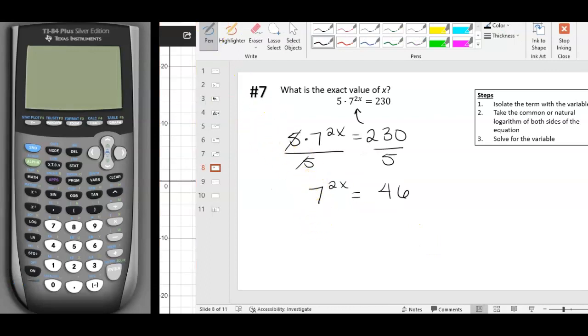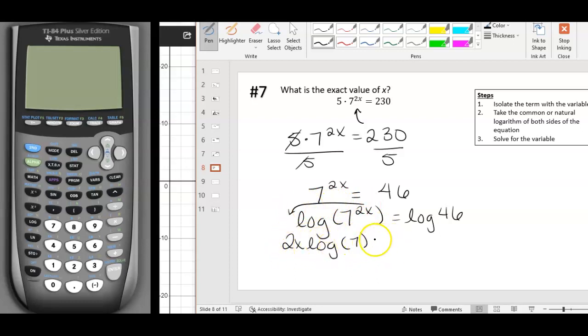So now I need to get that variable out of the exponent. So what I'm going to do is I'm going to take the common log of both sides. So I'm going to do log of 7 to the 2x equals the log of 46. So now by the power property, I can go ahead and bring this 2x down in front. So that gives me 2x log of 7 equals the log of 46.